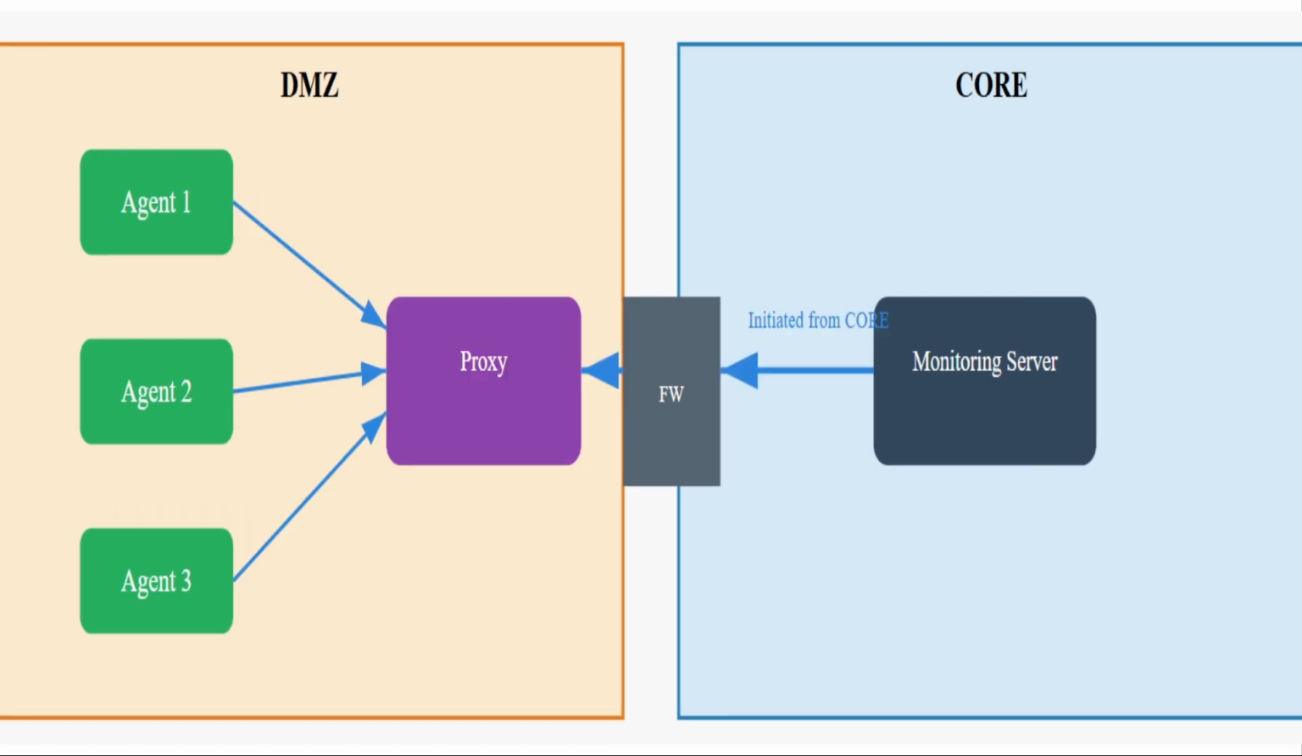In the second scenario, we have a primary monitoring server located in the core network. The primary server initiates the connection to a monitoring proxy server. In other words, the communication between the primary monitoring server and the proxy uses a server-initiated model. The agents located in the DMZ initiate their connections to the proxy. As a result, this is a hybrid deployment. It combines both server-initiated and agent-initiated communication. This is possible because the monitoring platform supports a hybrid communication model.